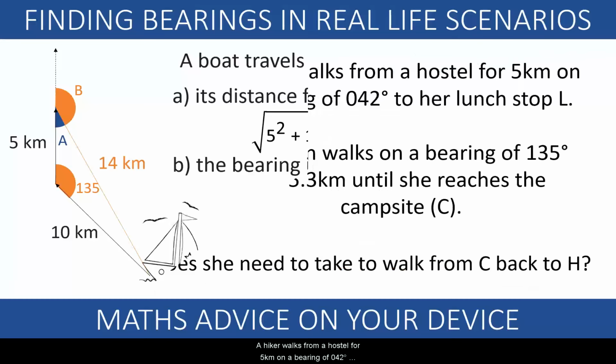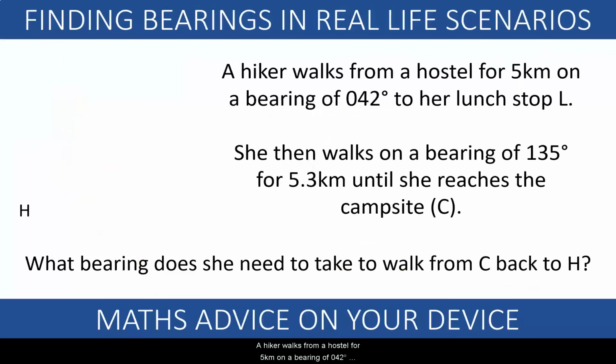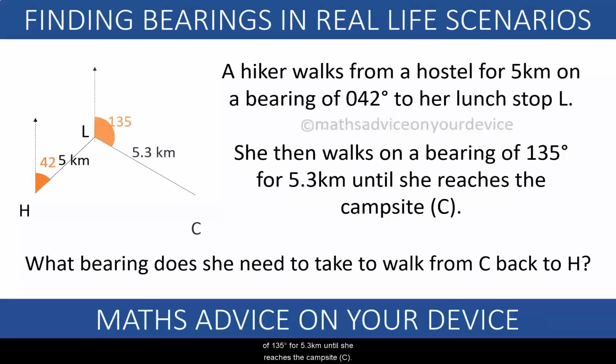A hiker walks from a hostel for 5 kilometers on a bearing of 042 to her lunch stop, L. She then walks on a bearing of 135 for 5.3 kilometers until she reaches the campsite, C. What bearing does she need to take to walk from the campsite back to the hostel? Stop the video here and see whether you can answer the problem.